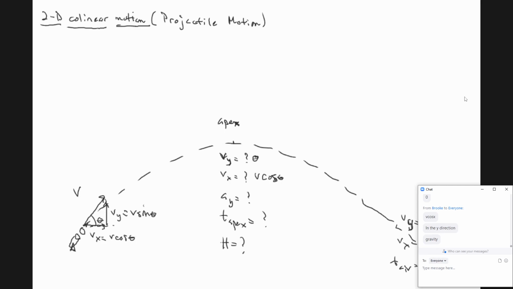So if you think about it, 2D collinear problems are just simply 1D linear problems in disguise, because everything in the x direction remains the same. It's in the y direction that it's increasing or decreasing, decreasing, then increasing in the negative direction. Does that make sense? So acceleration we know is negative g. So how long does it take to get to the apex?